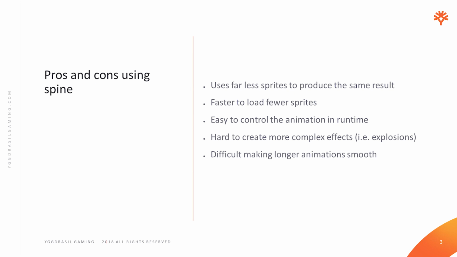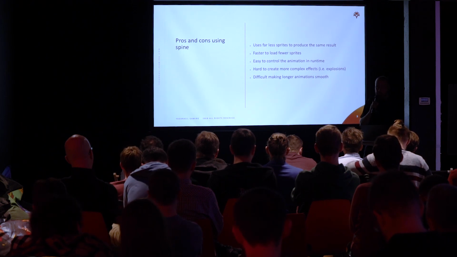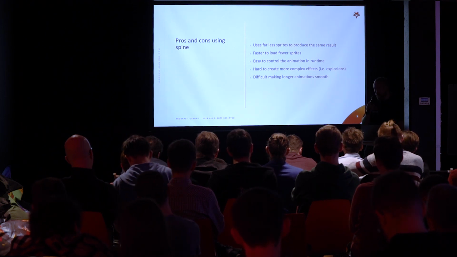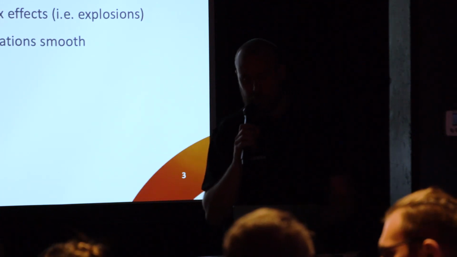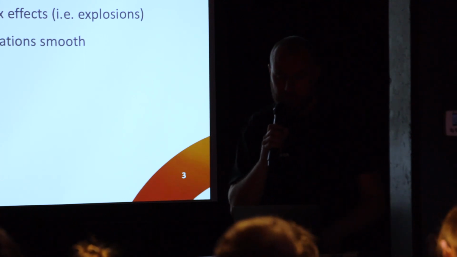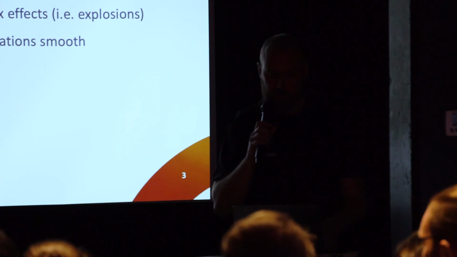Some pros and cons of using Spine. Spine animations use far less memory and are faster to load compared to sequences or frame-by-frame animations. The animation can be controlled at runtime, for example, speeding up or slowing down while still keeping the animation smooth. It's also easy to jump to specific positions inside the animation. But some types of effects can be tricky to create, for example explosions. And it's quite hard to create smooth animations when the animations are very long.